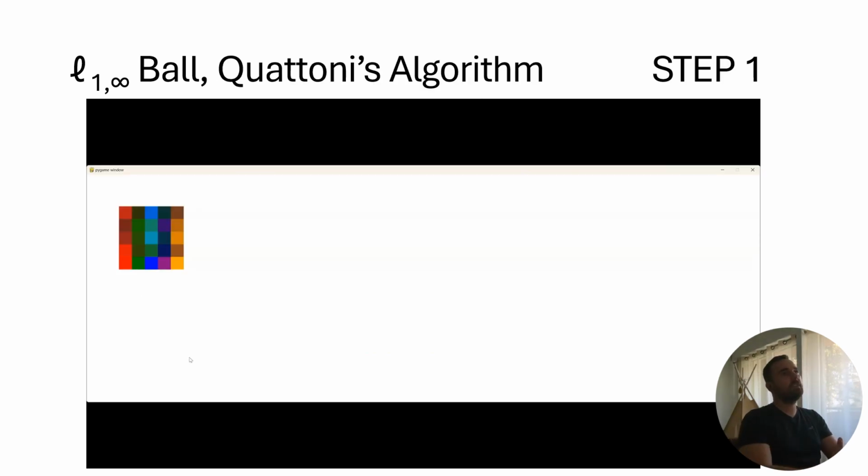So Quattoni's algorithm uses four steps. The first one is quite simple. Here you have a matrix, where each column has a color, and the gradient of colors represents the gradient of values, from higher to lower. The first step is simply to sort each column.